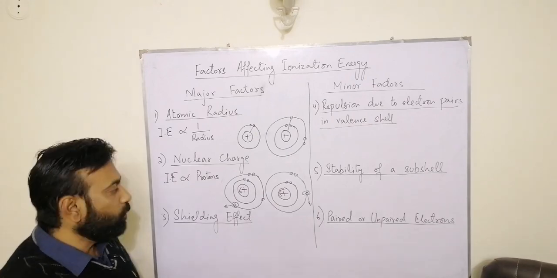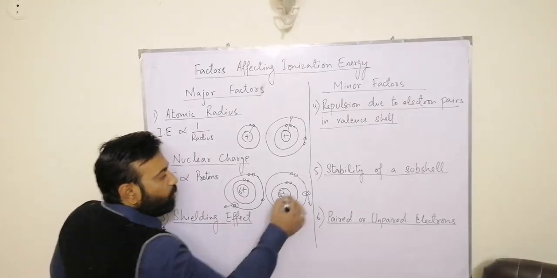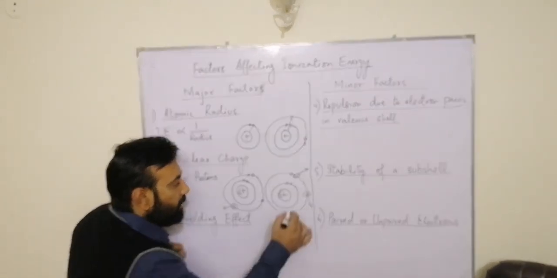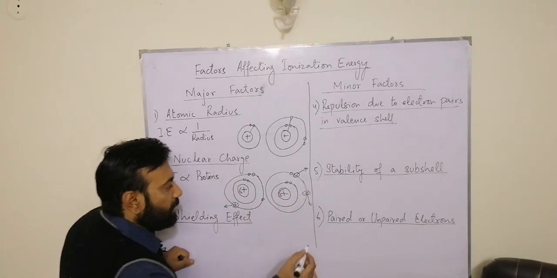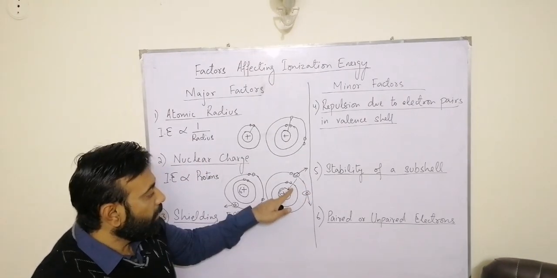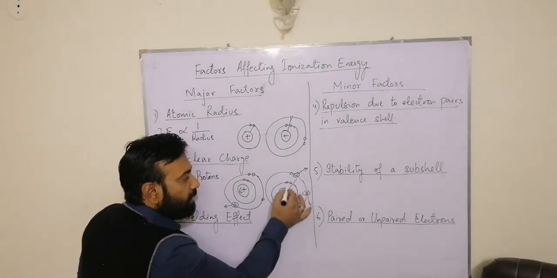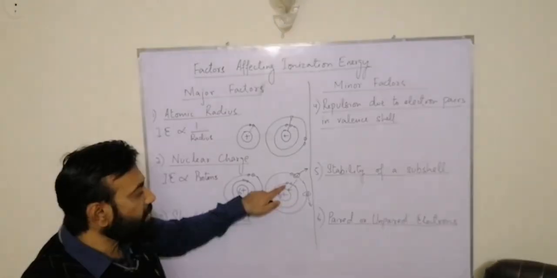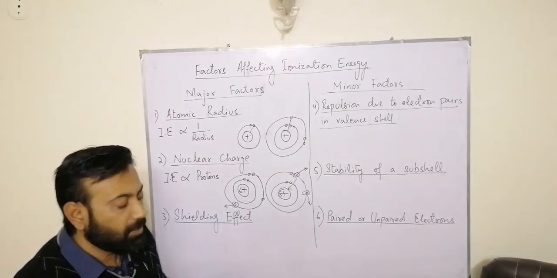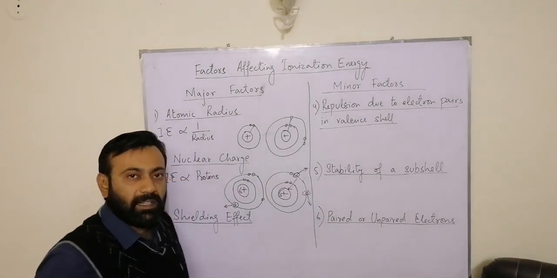Now first of all, we need to understand what the shielding effect is. Now suppose we want to remove this electron from the outermost shell of this atom. There is a force which we have to overcome. That force is the nuclear attraction. But there is another force. There is an electron pair between the nucleus and the outermost electrons. These electrons are obviously negatively charged and the outermost electrons are also negatively charged. So there is a repulsion between these inner electrons and the valence electrons.